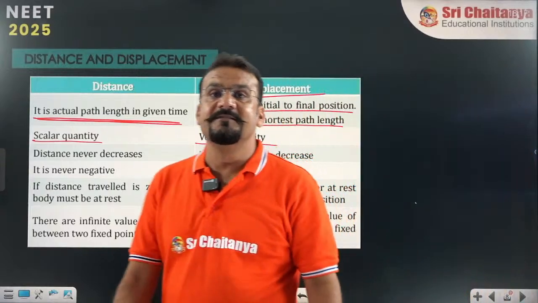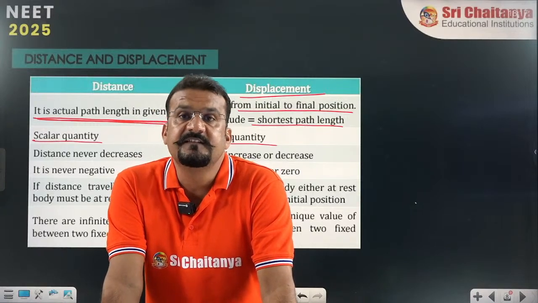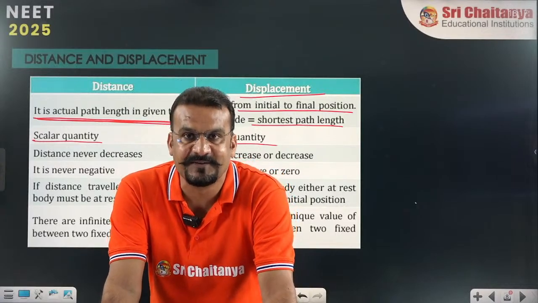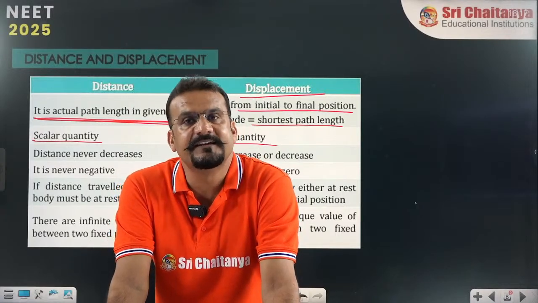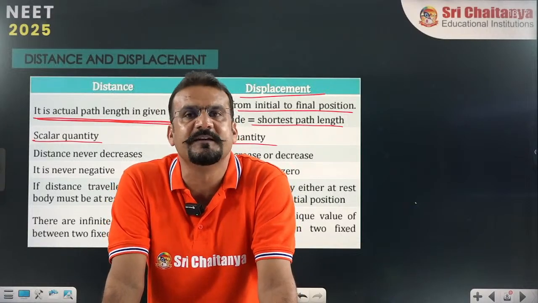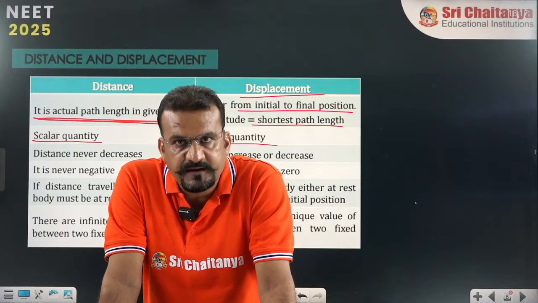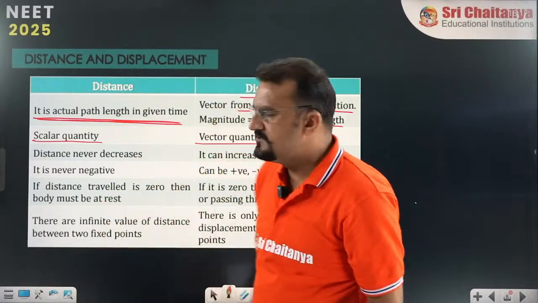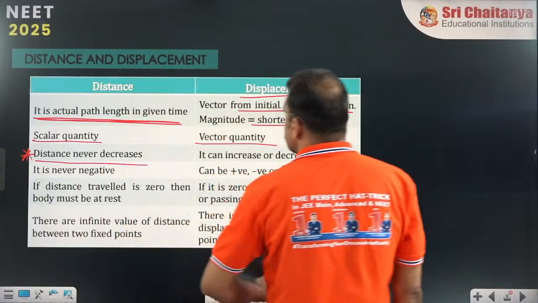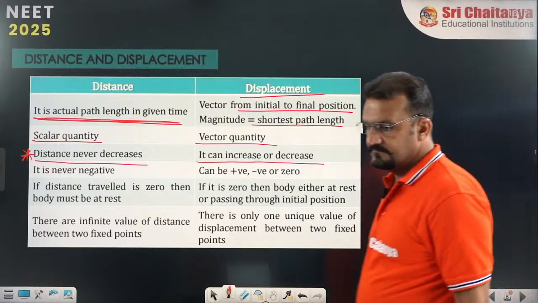Third point, very, very important. If a body is moving, its distance never decreases. Write down this statement; this is a direct exam statement. Distance never decreases. If a body is moving, distance is always going to increase. But displacement may increase, may decrease, may become zero.